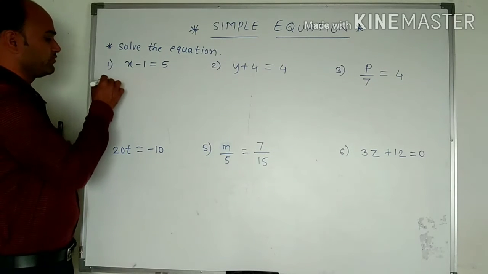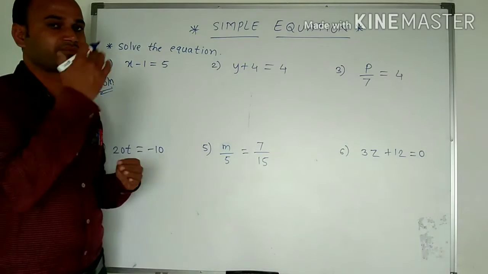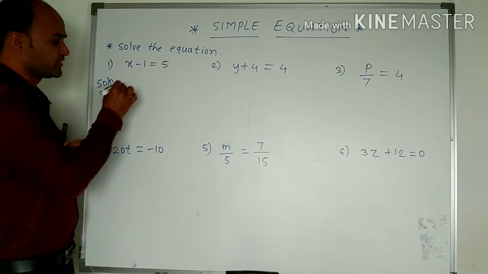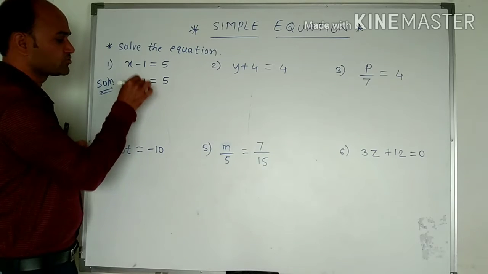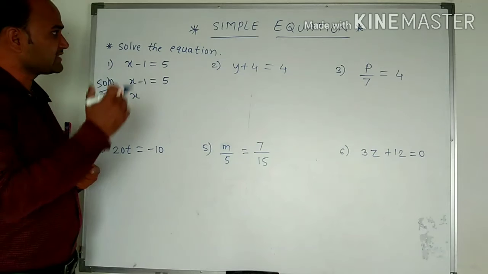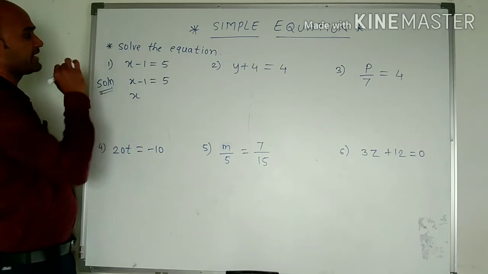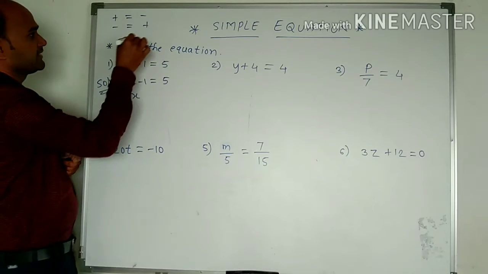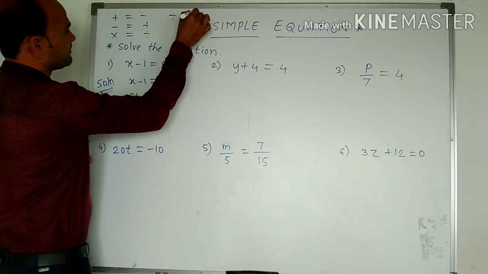Here, what we can do first is take the variable to one side and the constant to another side. Here only one variable is there, so we just keep that x on this side only, and we have to transfer the 1 to the RHS side. While transferring to the RHS, plus becomes minus, minus becomes plus, multiplication becomes division, and division becomes multiplication.